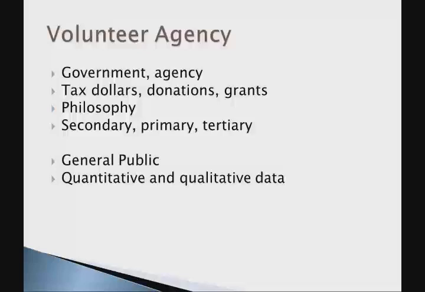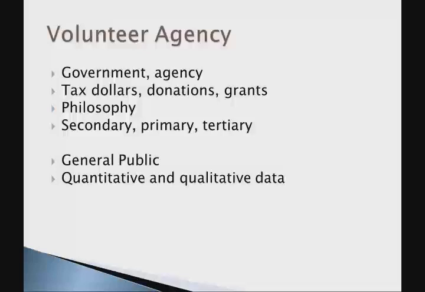The philosophy of health education in a volunteer agency will depend on the agency, but it's often primary, secondary, and tertiary. In primary prevention in a volunteer agency, and I am going to use the American Heart Association as an example, they may go out in primary prevention and work in schools and teaching healthy eating and exercise. They may go into churches and teach healthy eating and exercise, or they may go into a community center and run a health fair. Those would all be examples of how a volunteer agency would do primary prevention.